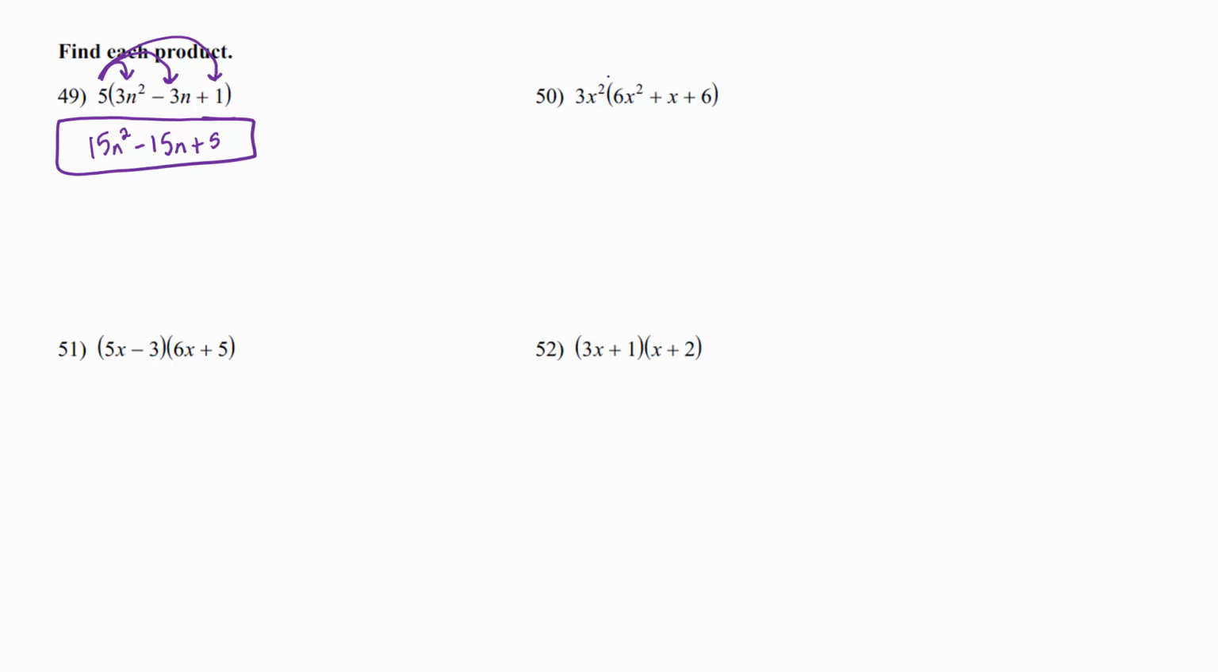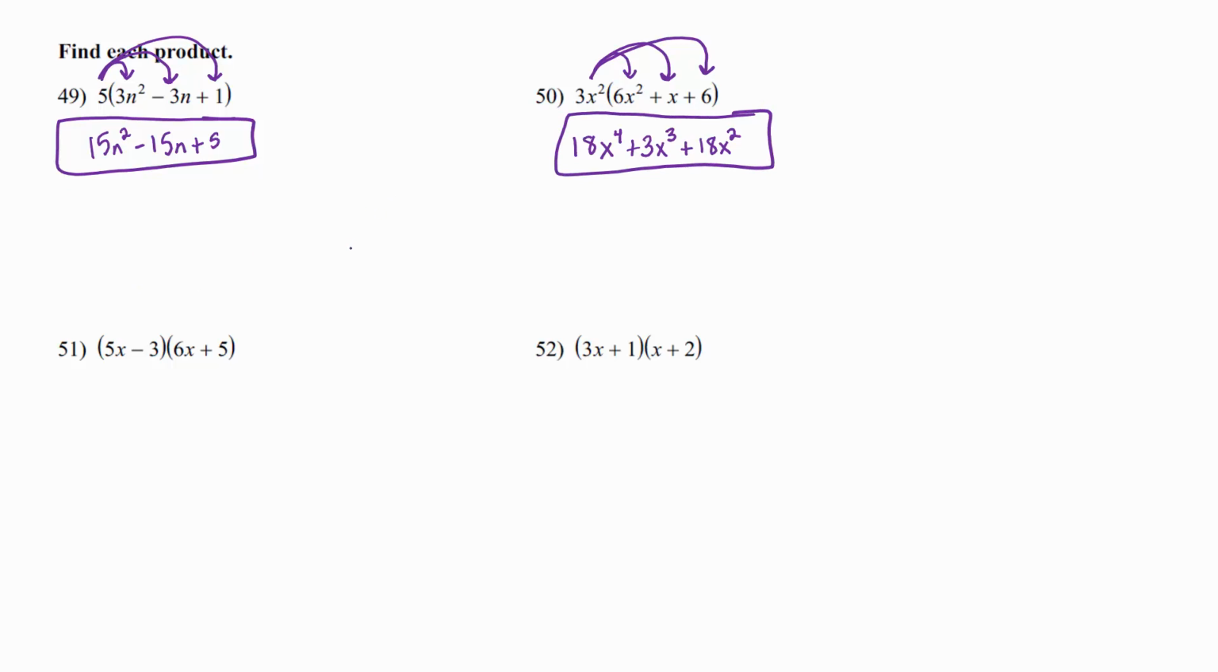Next, on 50, we want to distribute 3x squared. This time we do have an x involved, and so that will change our x's. So 3 times 6 is 18, and x squared times x squared is x to the 4th. And then 3x squared times x, there's no numbers to multiply, so it stays 3. X squared times x becomes x cubed. 3x squared times 6 is 18x squared. And then this is our answer.